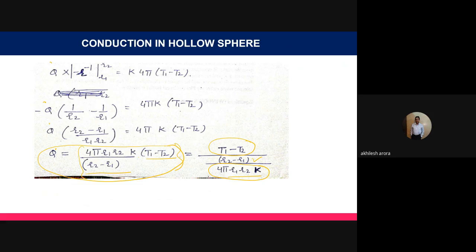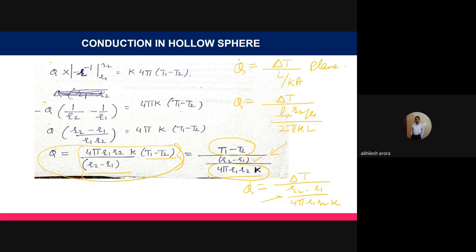So now I am going to write for the plane wall, Q dot is given by delta T divided by L by kA. This is the case of the plane wall. The second case is for the cylinder, where the value is delta T divided by natural log of R2 by R1 divided by 2 pi kL. And now the third case is for the sphere, in which case Q dot is given by delta T divided by (R2 minus R1) divided by (4 pi R1 R2 into k). And this is the value of thermal resistance in the case of a sphere.